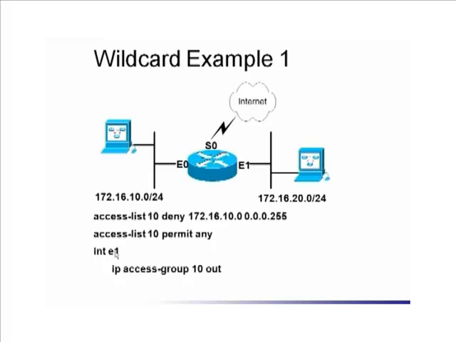This is just an example here, the 172.16.10.0 network over here, the 20 network over here. Access list 10 deny 172.16.10.0 0.0.0.255. Access list 10 permit any. We deny the Class C portion, so the 172.16.10 network is the deny, and then we've permitted everything else. And then we would go to the interface Ethernet 1, ip access-group 10 out. What we're doing is denying the 10 network access to the 20 network.